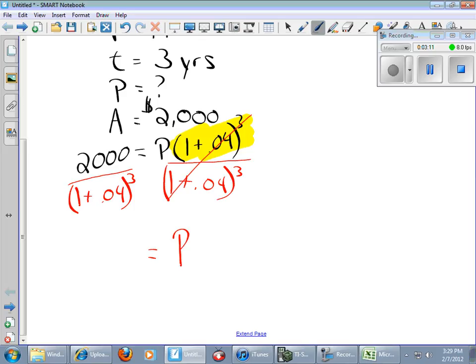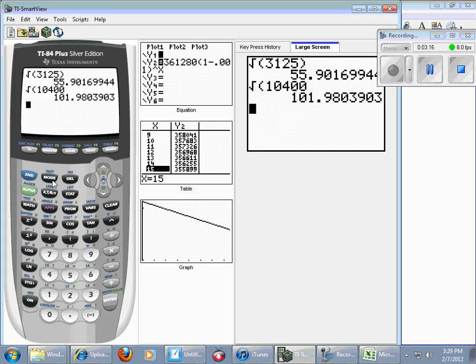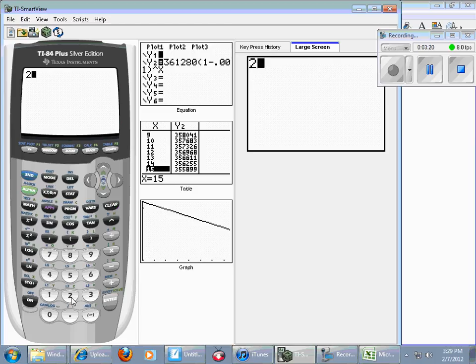But I'm going to go to my calculator at this point, and I'm going to take 2,000 and divide it by 1.04 raised to the power of 3. I put an extra quantity in there just to make sure everything happened the way I wanted it to. The extra set of parentheses are probably unnecessary, but sometimes calculators can misunderstand what I'm trying to tell them to do. So I put that in so the calculator knows I want to divide the 2,000 by the entire denominator.